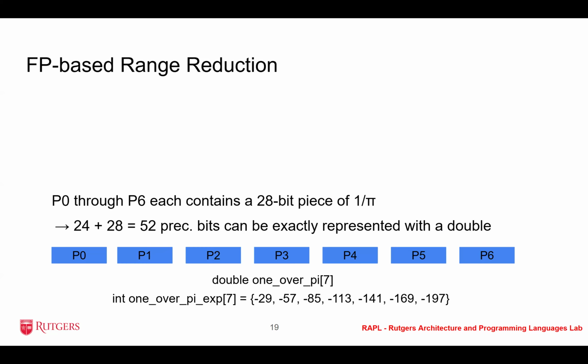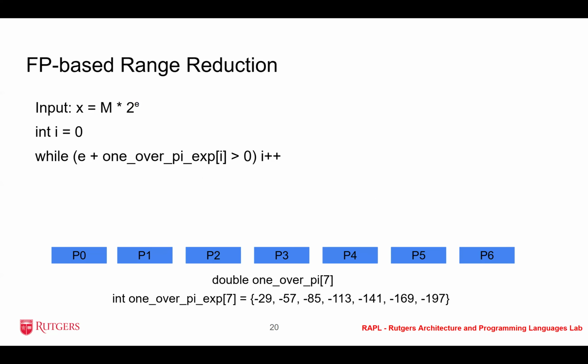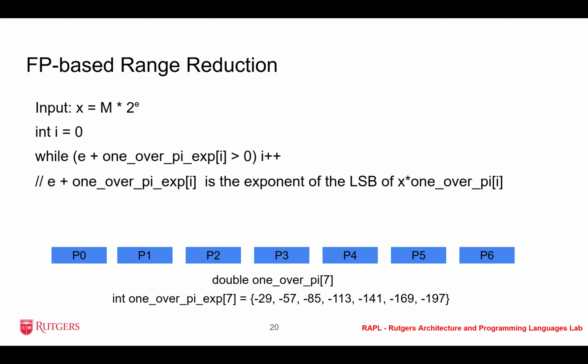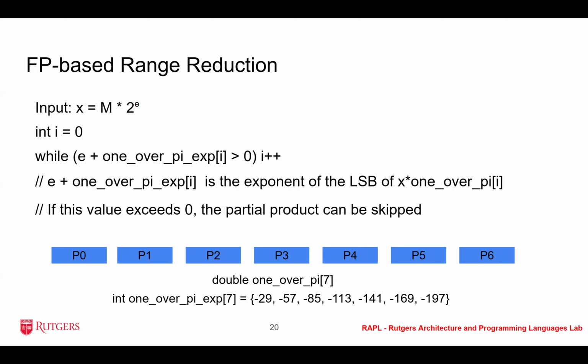In addition to these doubles, I also maintain an array of integers. Each integer represents the exponent of the least significant bit in the corresponding piece of 1 over pi. And using these exponent values, I can identify for each input the first relevant piece of 1 over pi using the following iterative search. So let's say that the input can be expressed as an integer multiple of 2 to the power of e, where e represents the exponent of the least significant bit in the input. When the sum of e and the exponent of the least significant bit in a given piece of 1 over pi exceeds 0, you can conclude that the partial product stemming from said piece is not needed for reconstructing the final output.